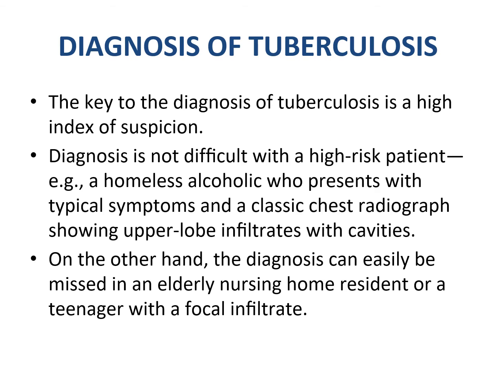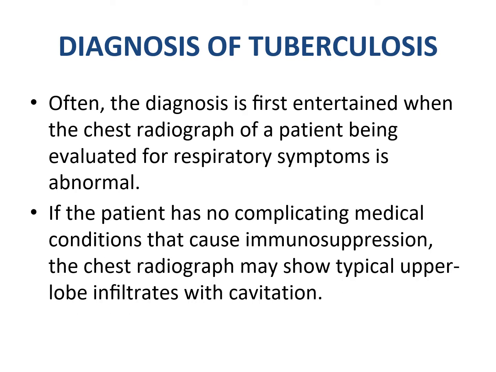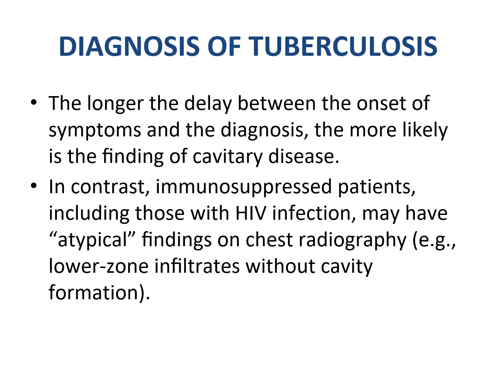with a focal infiltrate. Often the diagnosis is first entertained when the chest radiograph of a patient being evaluated for respiratory symptoms is abnormal. If the patient has no complicating medical conditions that cause immunosuppression, the chest radiograph may show typical upper lobe infiltrates with cavitation.